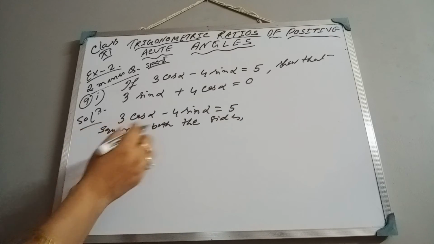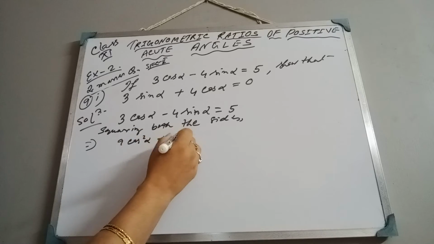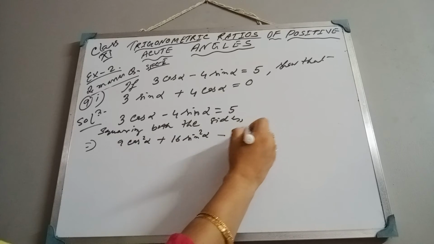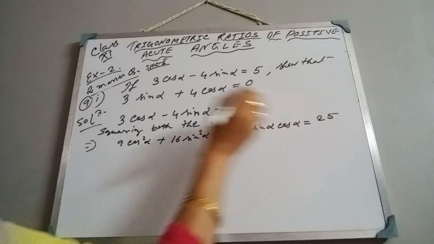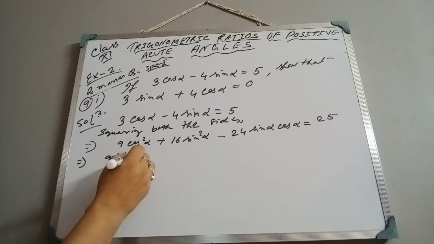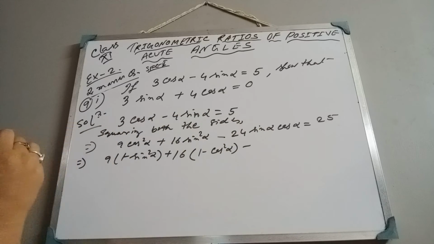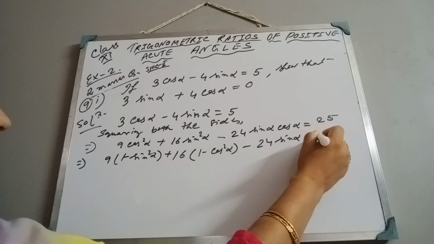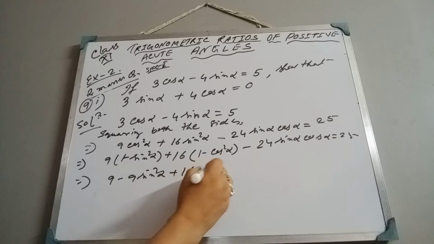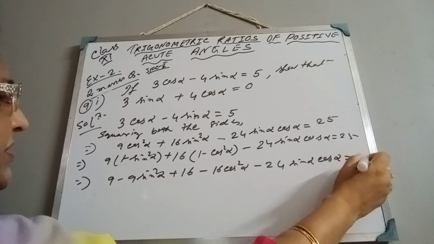Squaring both the sides. What we will get? 3 cos alpha minus 4 sine alpha whole square equals 25. That means directly we can write 9 cos square alpha plus 16 sine square alpha minus 2 into 3 into 4, that is 24, minus 24 sine alpha cos alpha is equal to 25. Okay. And instead of cos square alpha, now we will put here 1 minus sine square alpha, and instead of sine square alpha we'll put 1 minus cos square alpha, with minus 24 sine alpha cos alpha as it is. Done. Next, this is coming 9 minus 9 sine square alpha plus 16 minus 16 cos square alpha minus 24 sine alpha cos alpha is equal to 25.